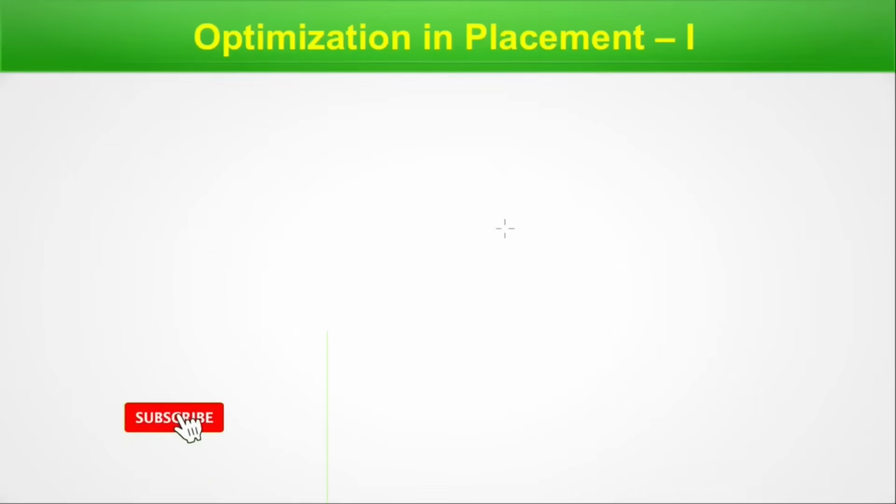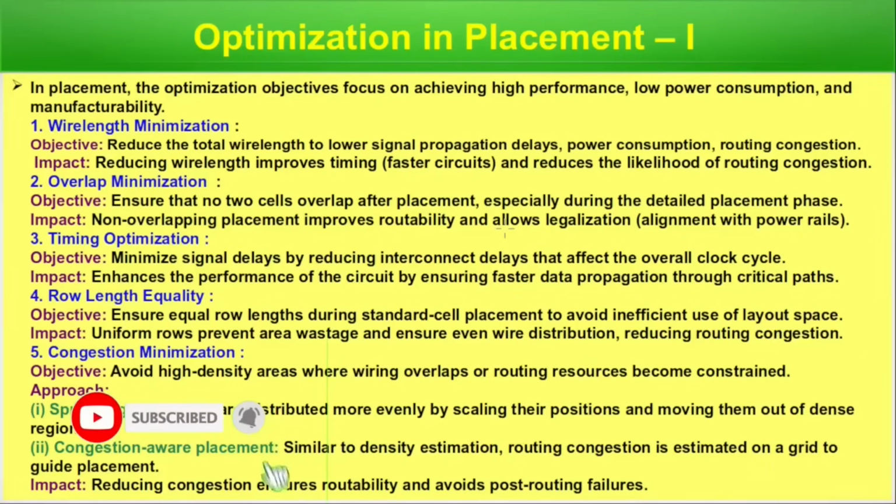Now, optimization in placement. This is the first slide. Optimization is the key to a good placement. In placement, the optimization objectives focus on achieving high performance, low power consumption and manufacturability. We obviously want high performance. At the same time, power consumption must be less, and whatever we do should be manufacturable. So wire length minimization, overlap minimization, timing optimization, row length equality, congestion minimization, these are the key points.